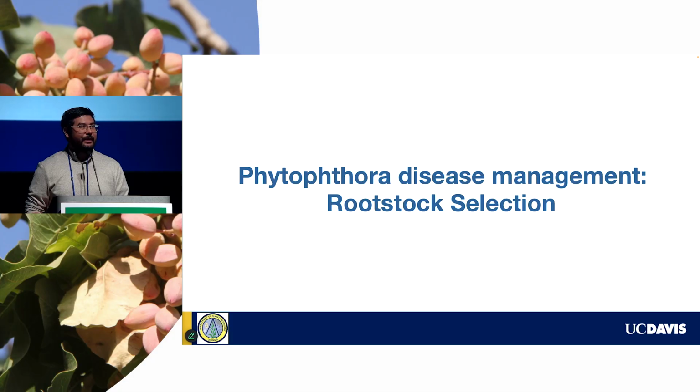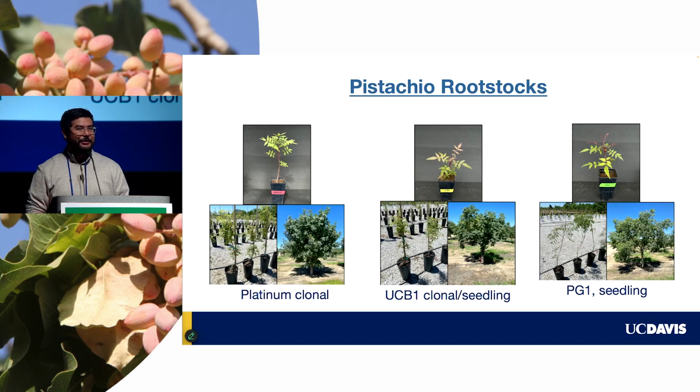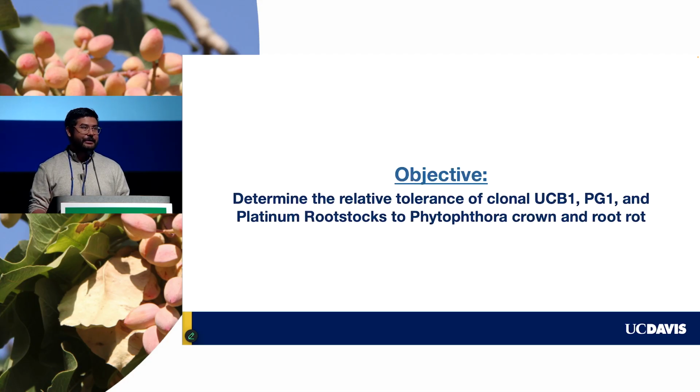And so to talk a little bit about the work that we did for our rootstock selection, I won't go through and showcase everything, but give the quick highlights of what we did. In pistachios, there are 3 rootstocks available. Those are Platinum clonal plants, UCB1 clonal or seedlings, and PG1 seedling plants. And so our first objective for management strategies was determining the relative tolerance of clonal UCB1, PG1, and clonal Platinum rootstocks to Phytophthora crown and root rot.